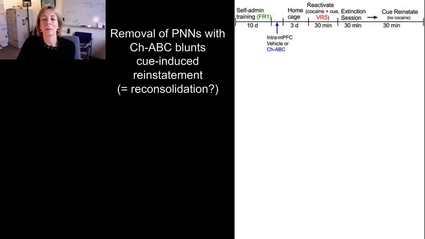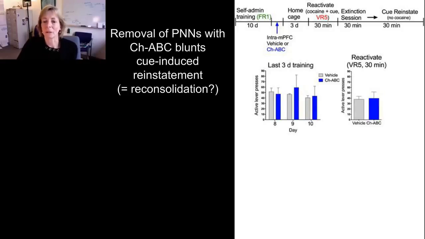This is some work that was done a few years back by Jonathan Lee, showing that to update a memory and therefore make it labile again, we may need to kind of trick the animals and make them update their memory. So this is our attempt to update the memory: to give the animal a 30-minute session to reactivate the memory, but again, under this variable ratio 5 schedule. And then the next day, we give them a very short extinction session, and then we give them that cue priming, where we give them one light stimulus, and then we let them go to town. They can press the lever as much as they want during these last sessions.